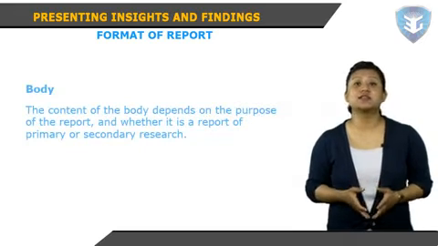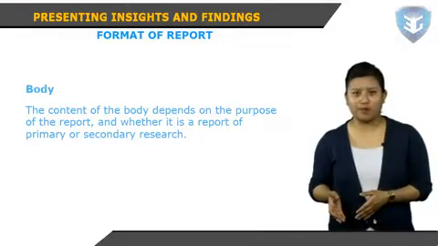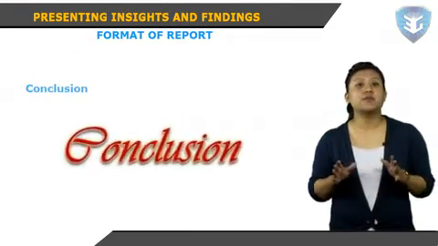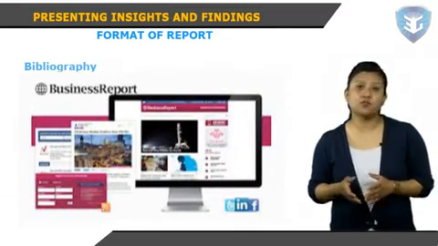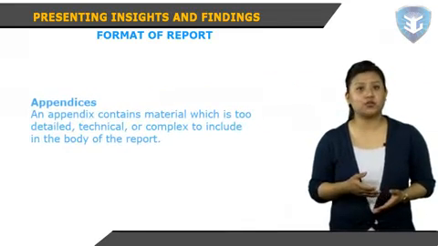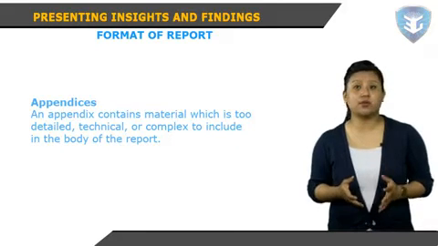Body. The content of the body depends on the purpose of the report and whether it is a report of primary or secondary research. Conclusion. Sum up the main points of the report. Bibliography, using references for more information. Appendices. An appendix contains material which is too detailed, technical or complex to include in the body of the report.